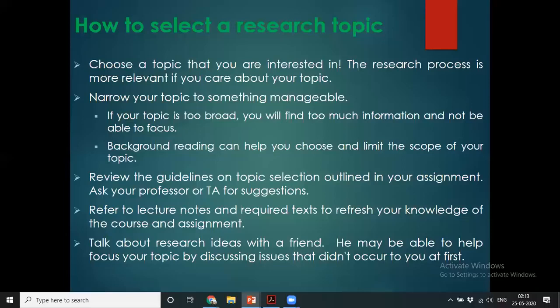So two things you have to keep clear in mind. First is that the topic should not be very broad. The other thing is that the basics of that particular topic should be clear to you.